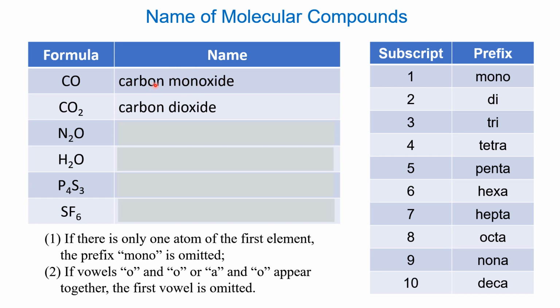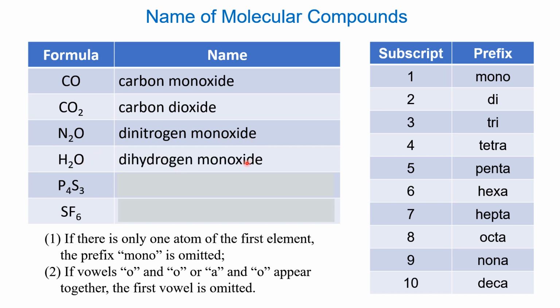Also go back to here, carbon monoxide. Supposedly it's a monooxide, but based on the rule of 2, the 2 O's omit the first O, so monoxide, not monooxide. This is laughing gas. This is dinitrogen monoxide. Again, same thing here, so not monooxide, it's a monoxide. This is water, dihydrogen monoxide.